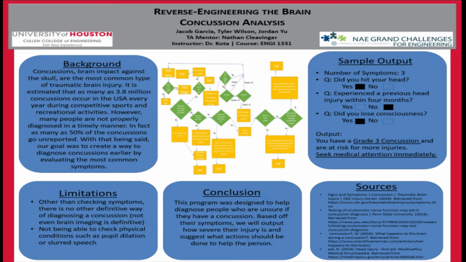Concussions, brain impact against the skull, are the most common type of traumatic brain injury. It is estimated that as many as 3.8 million concussions occur in the U.S. every year during competitive sports and recreational activities. A concussion is an injury to the brain that results in temporary loss of normal brain function. It usually is caused by a blow to the head.